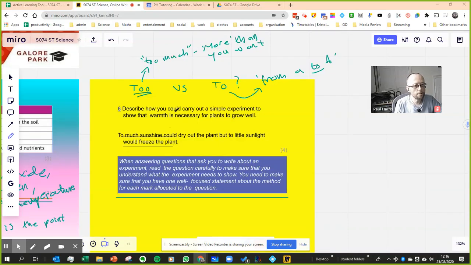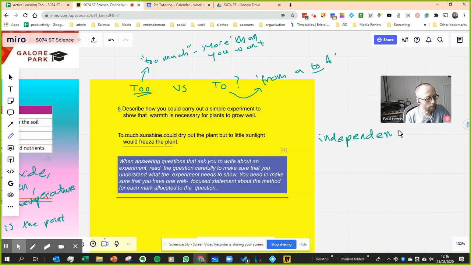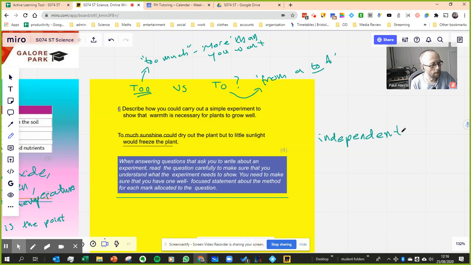So when it says describe how you could carry out a simple experiment to show that warmth is necessary for plants to grow well, what it wants is an independent variable and a dependent variable. What are you going to change and what are you going to measure, right? My independent variable that I would change would be the temperature.